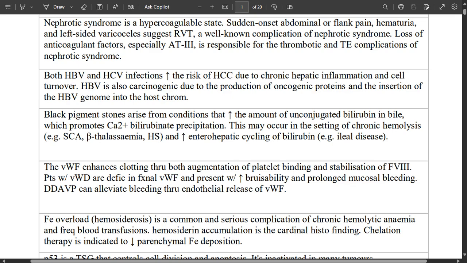So the second is that both hepatitis B virus and C virus infections increase the risk of hepatocellular carcinoma. So HBV and HCV are associated with HCC due to chronic hepatic inflammation and cell turnover.